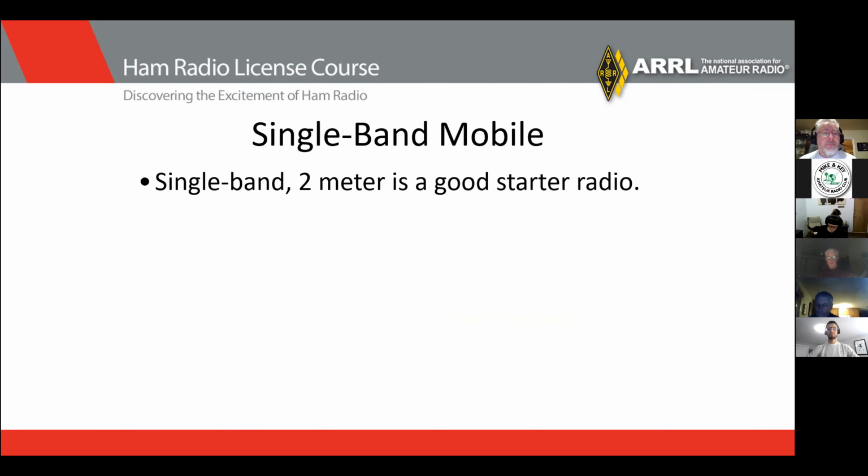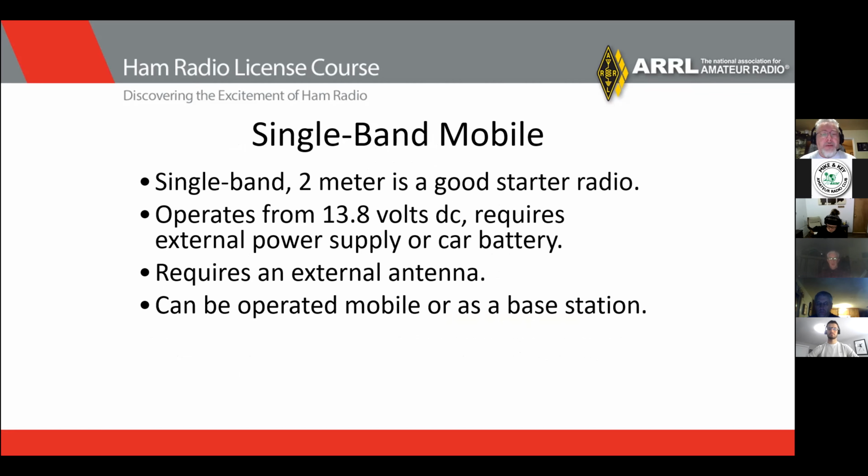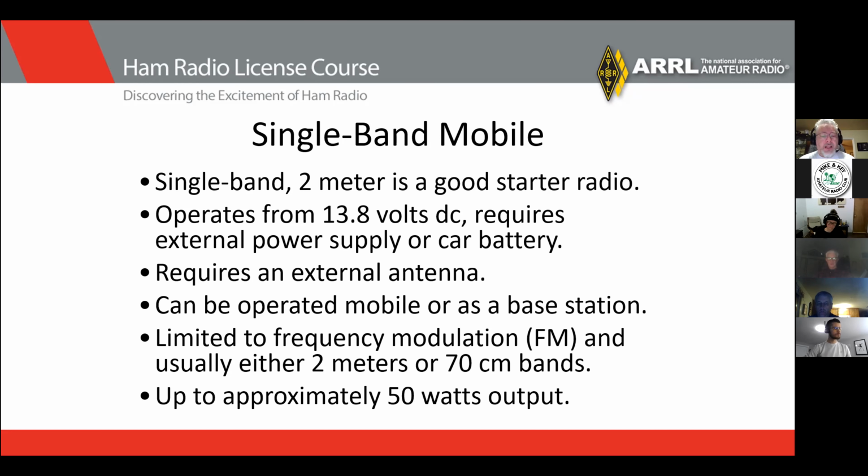Single band mobile. Single band 2 meter is a good starter radio. It operates from 13.8 volts DC, and requires an external power supply or a car battery. They require an external antenna and can be operated either as a mobile or used as a base station. It's usually limited to frequency modulation, or FM, and is usually 2 meters or 70 centimeter bands, with approximately up to 50 watts output.